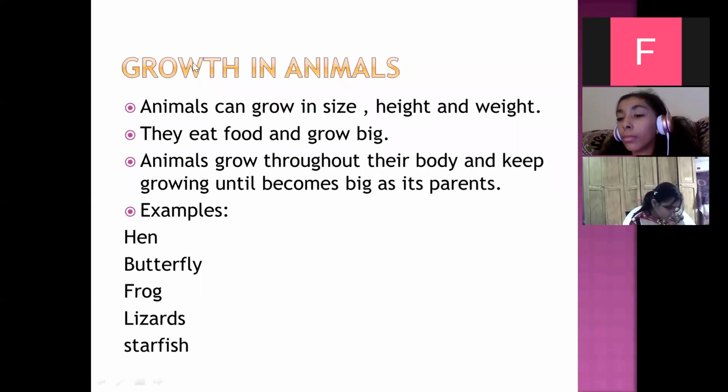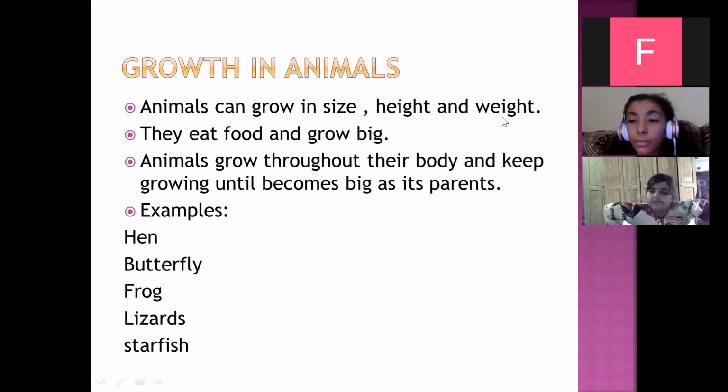Our today's topic is growth in animals. Okay, so animals can grow in size, height, and weight. Means animals not only grow in their size, but they also grow in their height, and we also show our growth in terms of weight. Okay, students? Our weight is increased, our height is increased with age, and our size also increases.